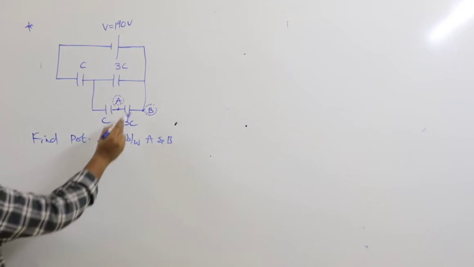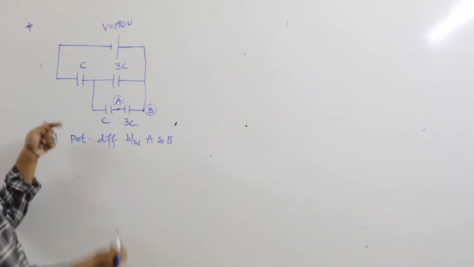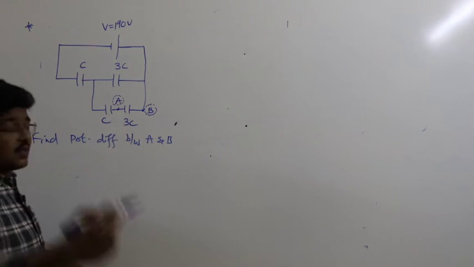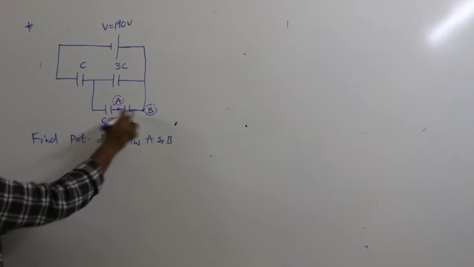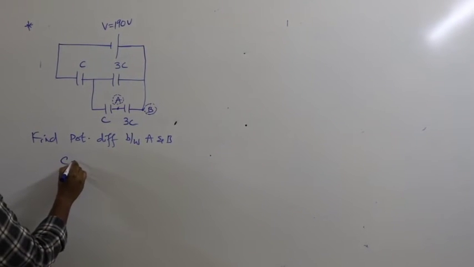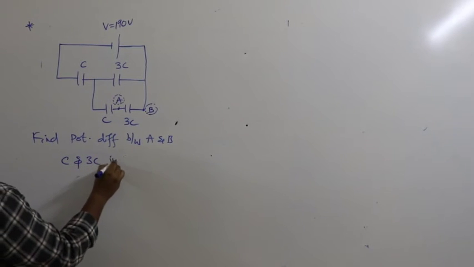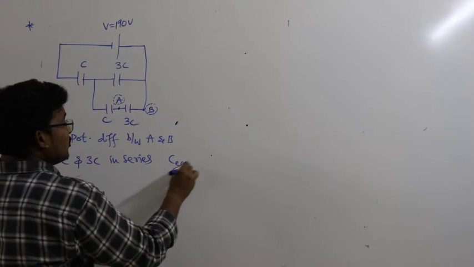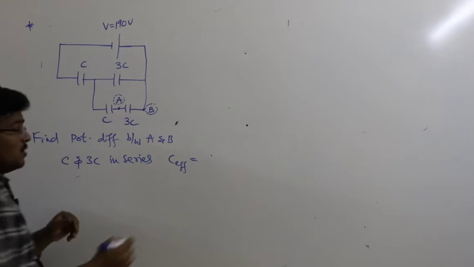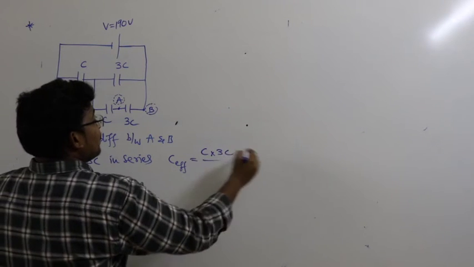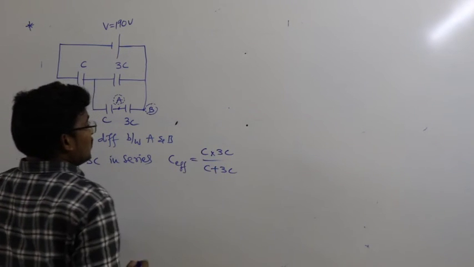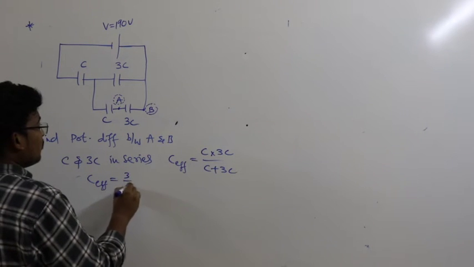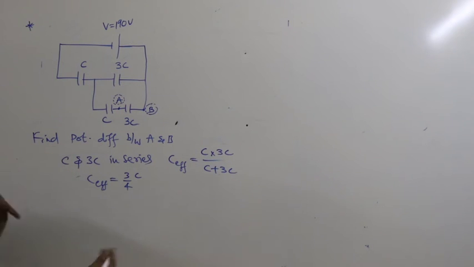Tell me, how these two are in a single branch, so that C and 3C are in series. So in the second branch, C and 3C are in series. Now what is the effective C? You know the formula. In series means product by sum. Product is C into 3C, by sum is C plus 3C.